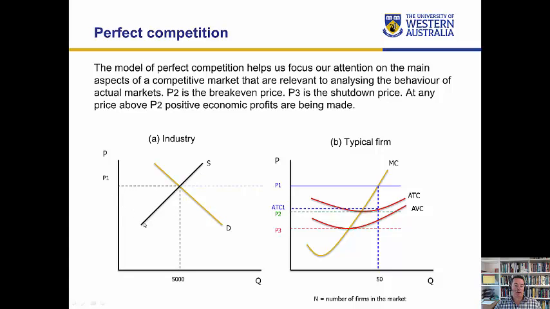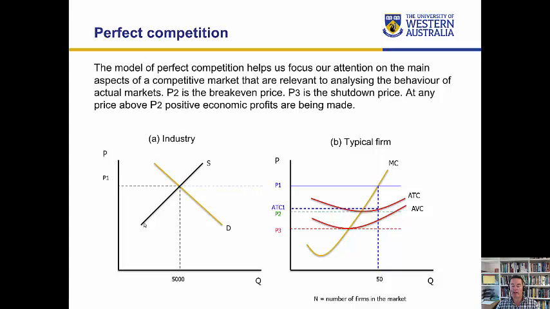So the supply curve in the industry component of the diagram is the horizontal summation of all of the individual marginal cost curves of the firms in the industry. So take the marginal cost curves of all of the individual firms in the industry, sum them horizontally, and that gives us the industry supply curve. The demand curve is made up of the summation of the demand curve of all of the consumers in the market. So the price is set at P1.